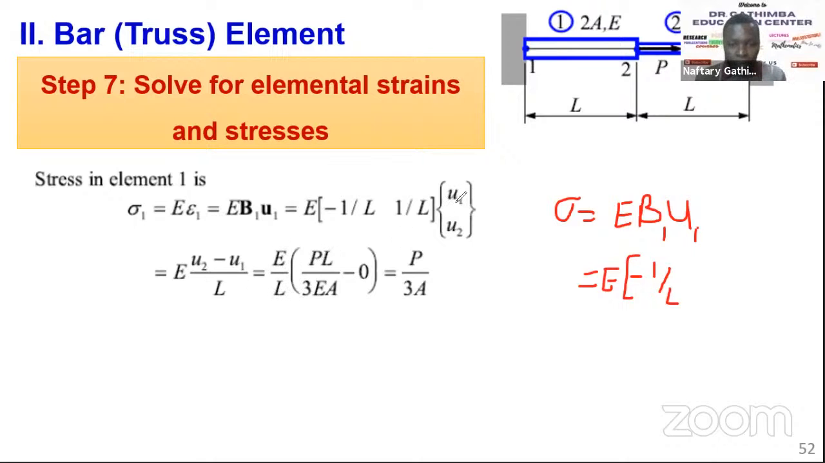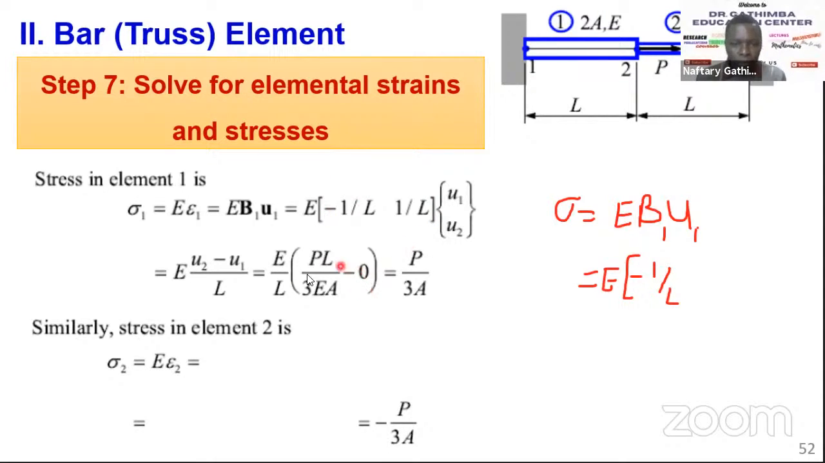We have U1 is 0, and U2 is as found. So what is happening here is you open up the bracket by multiplying, and then you substitute the values of U2 and U1. Therefore, you are going to get the stress on member 1 equals P over 3A. Same case with the stress in member 2. Can you work this one out using the same approach? The value of U2 remains the same, and then you are going to get this answer as negative P over 3A. Of course, we are not putting the units.